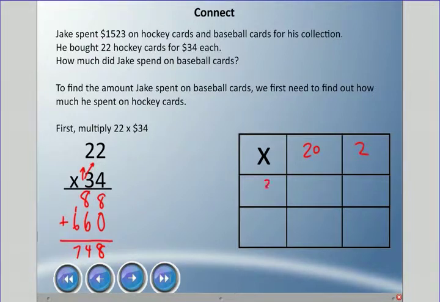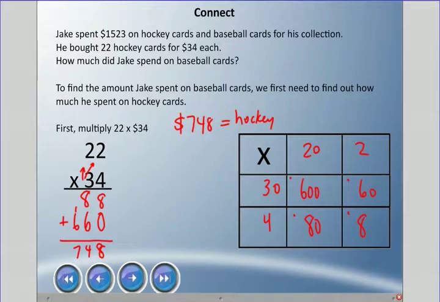If we go to the box method, we can do 22 times 34. In this first box here, 20 times 30 is 600. In this box here, 2 times 30 is 60. This box here, 20 times 4 is 80. And here, 2 times 4 is 8. We add all those up, and we get again $748. So we have a total of $748 for the hockey cards.